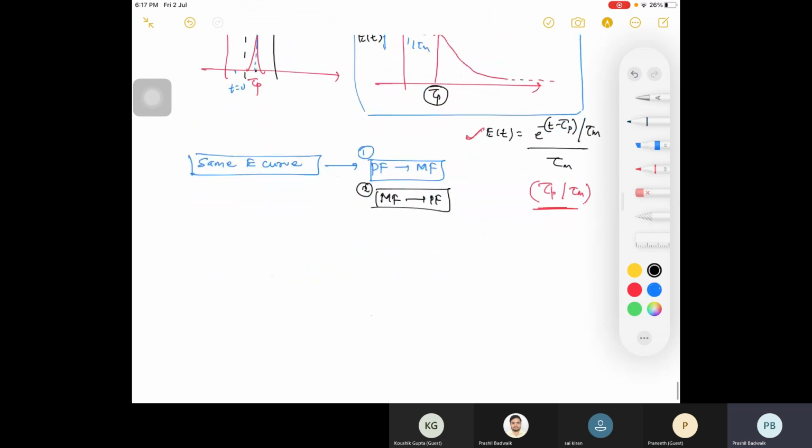Third example we'll see. PFR followed by PFR.